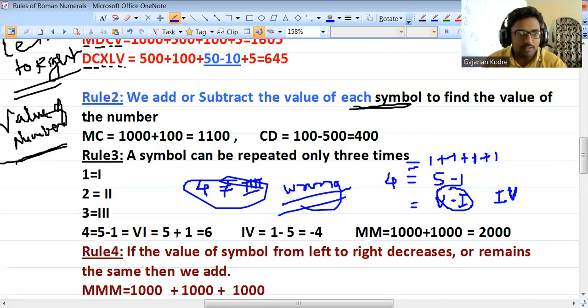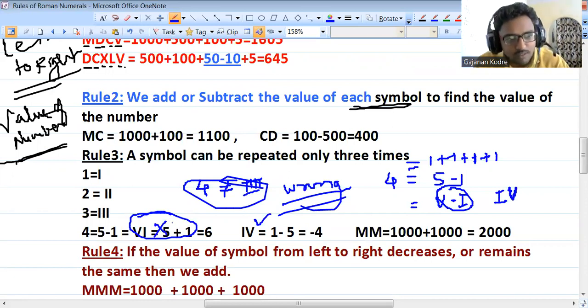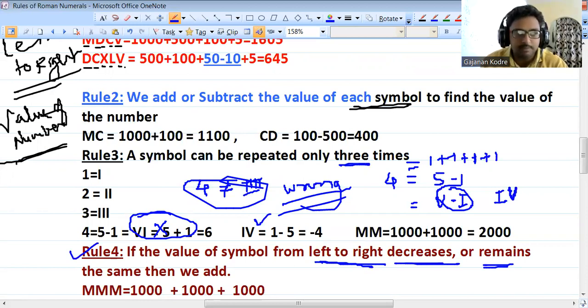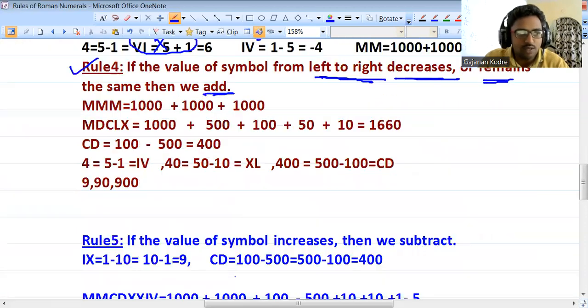Clear? Not VI. This is wrong. Clear? What is correct? This one. So this is rule number 3, that a symbol can be repeated only maximum 3 times, not more than that. Next rule, rule number 4. If the value of the symbol from left to the right decreases or remains the same, then we can add. Okay. Now we'll discuss rule number 4 and 5 together. What is rule number 5? If the value of the symbol increases, then we subtract.